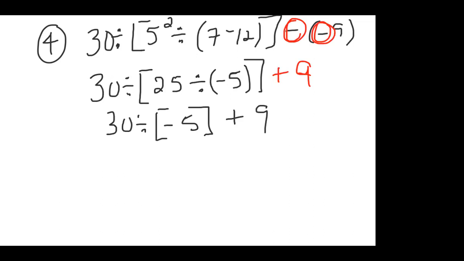And then we want to go ahead and do 30 divided by negative 5, which is a negative 6. Negative 6 plus 9 is equal to positive 3. Now, guys, if you're typing this into your calculator for the brackets, don't use the brackets. Use parentheses for the brackets.